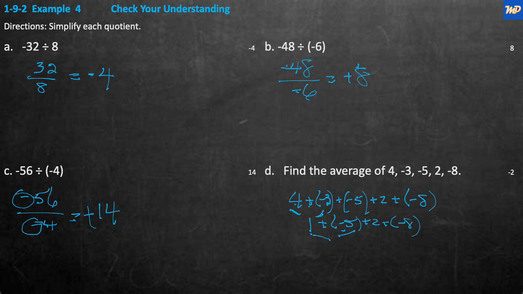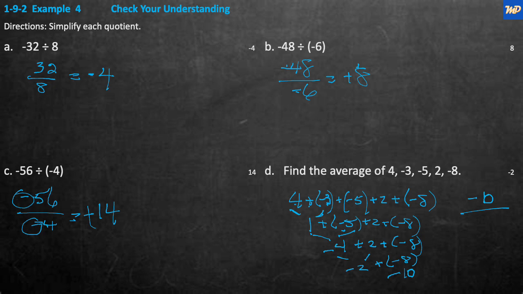Now next is to do the grouping of these two. 1 plus negative 5 is negative 4, plus 2 plus negative 8. Negative 4 plus 2 is negative 2, plus negative 8. And finally, negative 2 plus negative 8 is negative 10. Now we've added up all of these numbers. So now we have negative 10 divided, because we're going to take the average of 5 items.